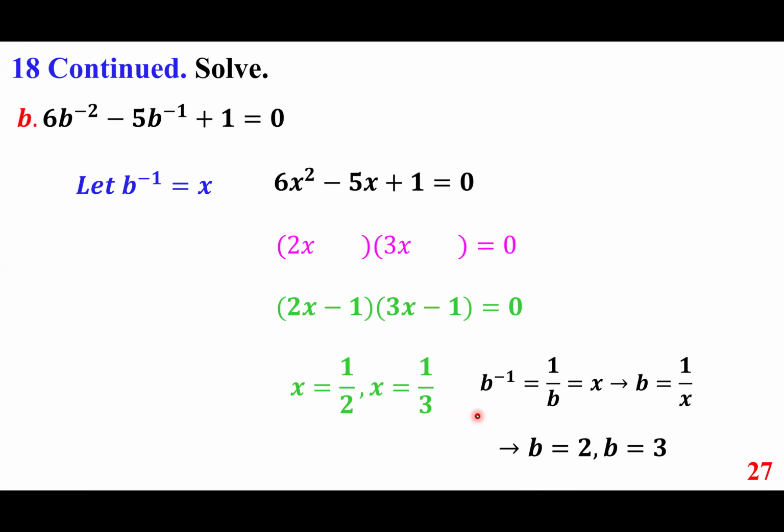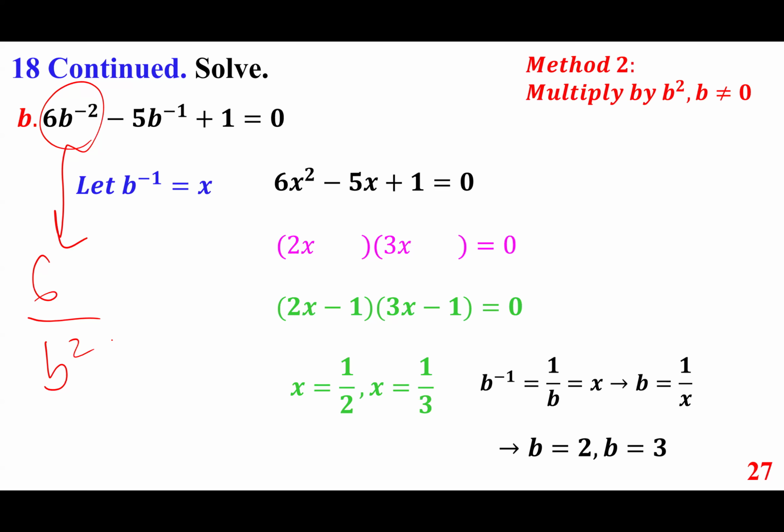And again, you can obviously check it, and I highly recommend you do that. But we can also do the second method. Please understand this means, for example, if you were to write it out, 6 over b squared. So if you multiply both sides by b squared, and of course b can't be equal to 0, what do we get?